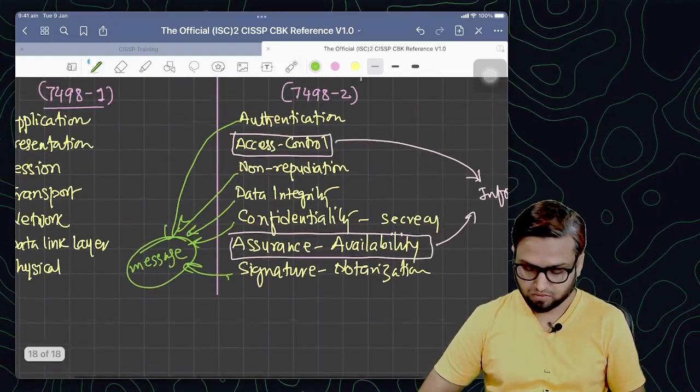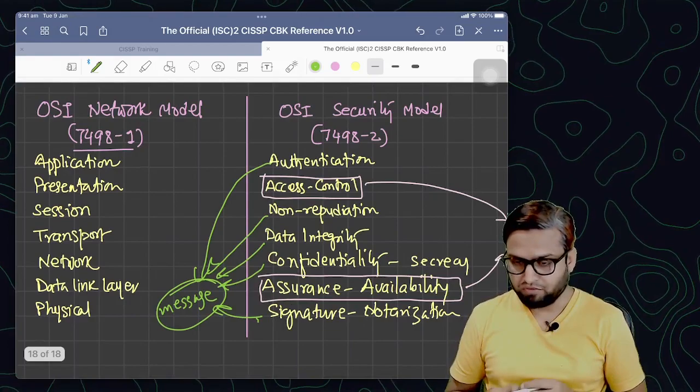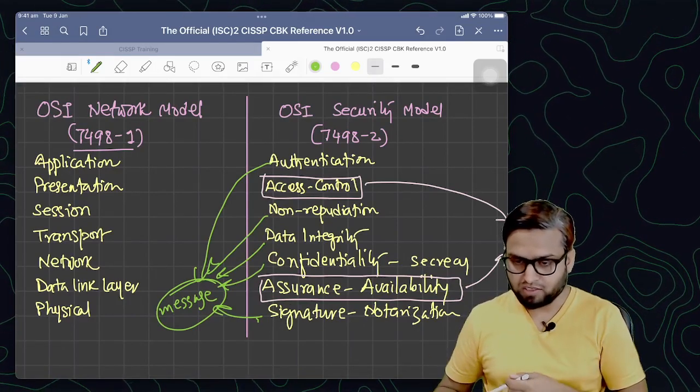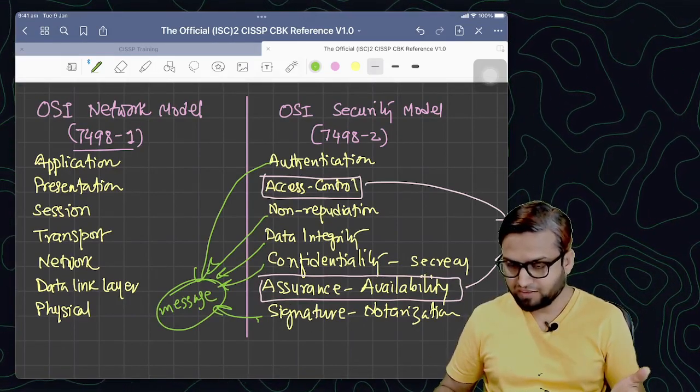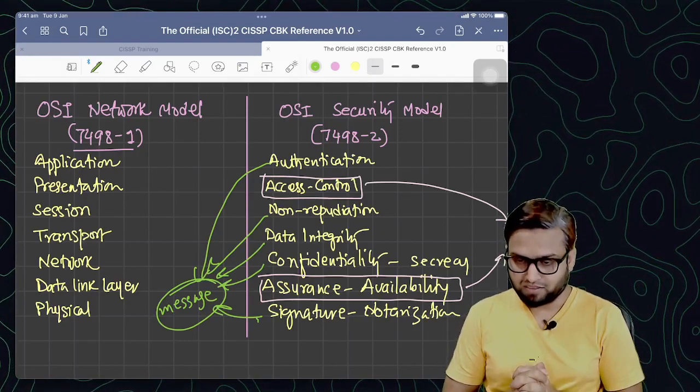Right? So this is also nice to know. If you know its context, its origin, its genesis, whatever you want to say, this gives us a confidence in the subject.